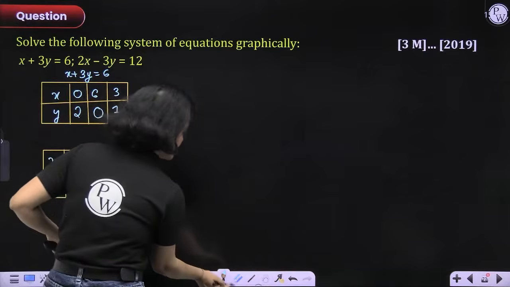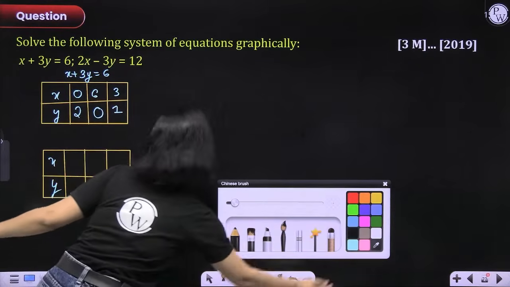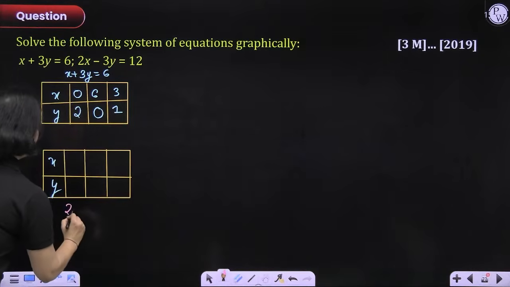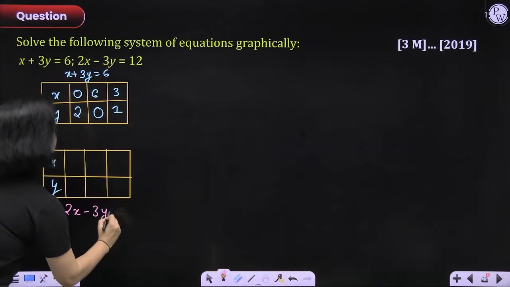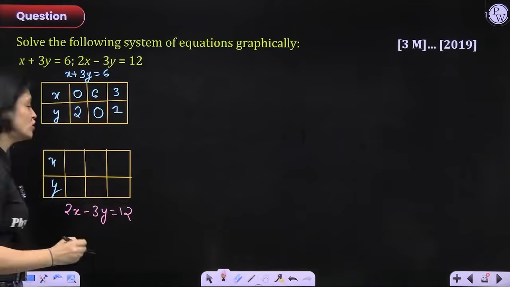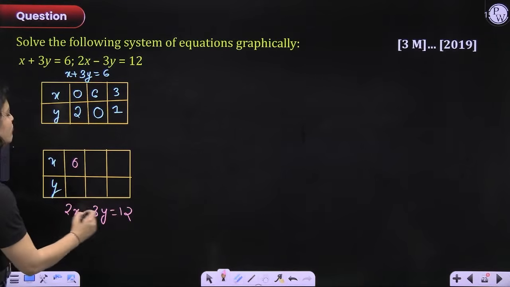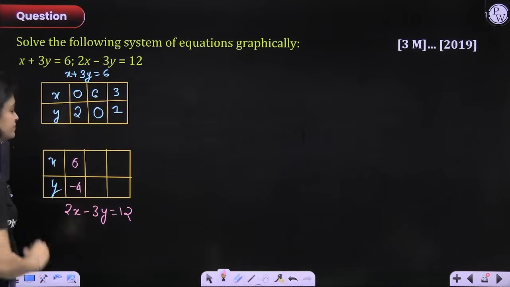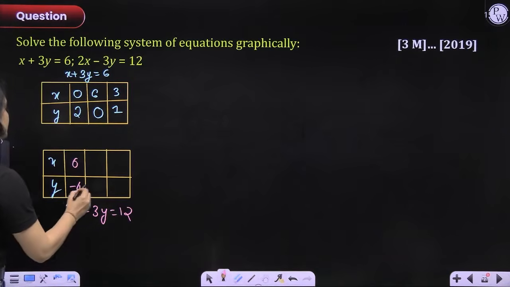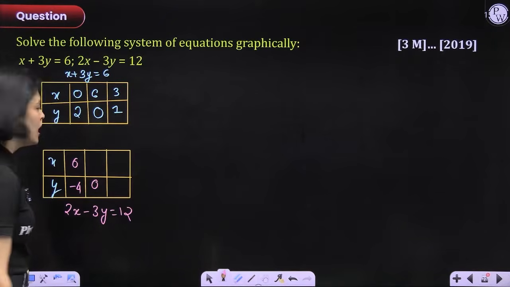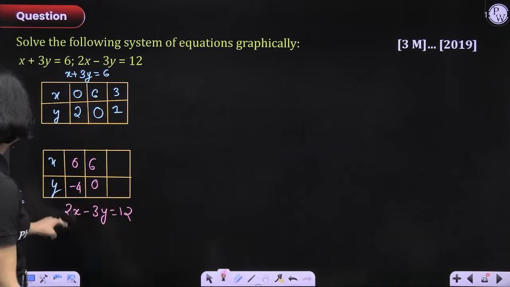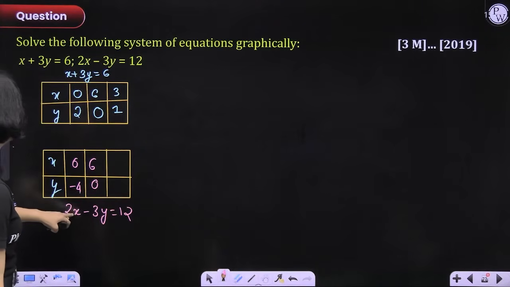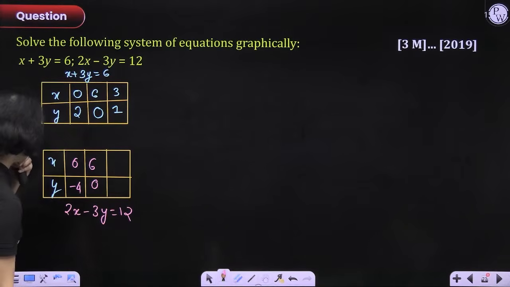Now let's do this for the second equation also. So now second equation, let's write that down. Okay, so you have 2x minus 3y is equals to 12, right? So first of all, you will put x as 0. What value of y did you get? Negative of 4, right? Next, we are going to put y as 0. If I put y as 0, I'll get x as 6. Okay?